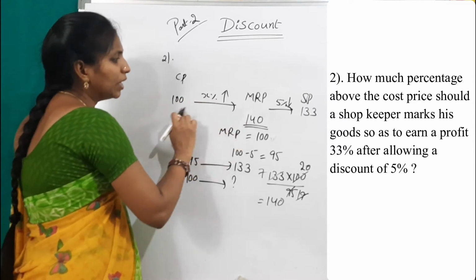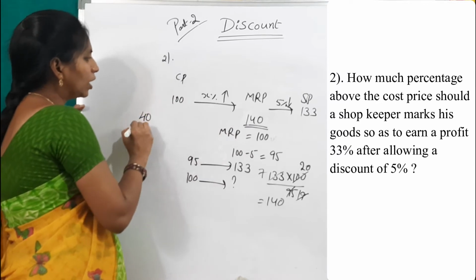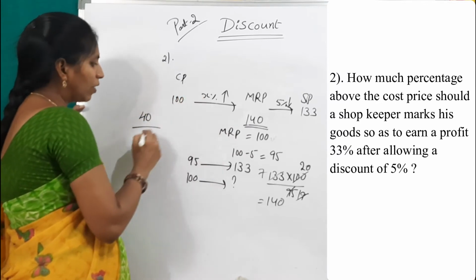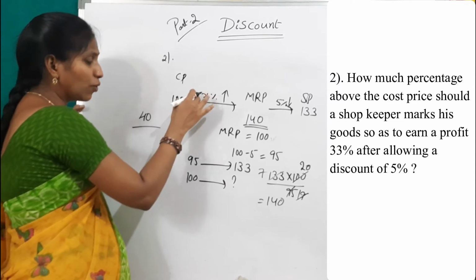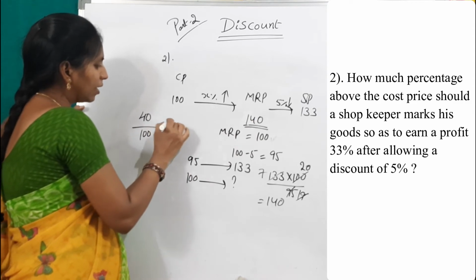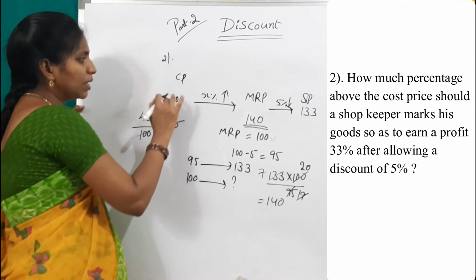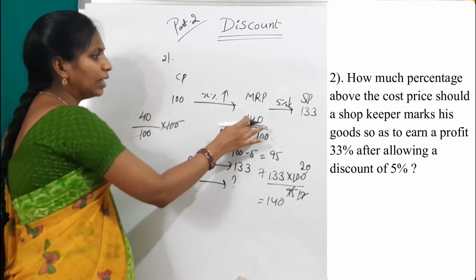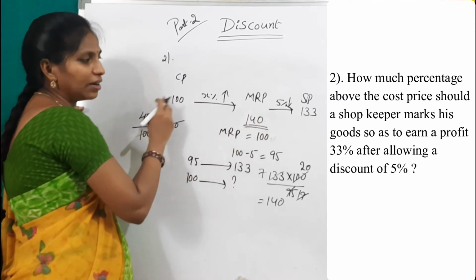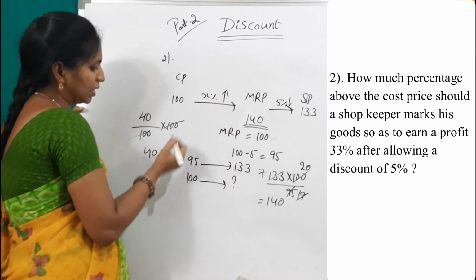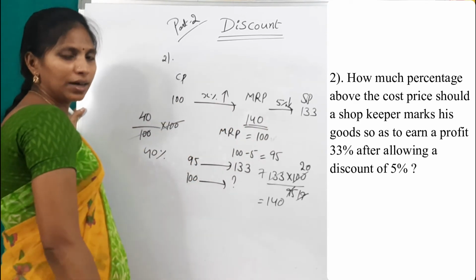But here we should find out the X percentage. What is the increment here? 40. Okay. 40 by cost price is the increment value. We should find out the percentage of increment. So difference 40 by cost price 100 into 100. If the base value is 100, no need to write this step. Directly write the incrementation value, meaning 100 and 140 difference, that is 40%.